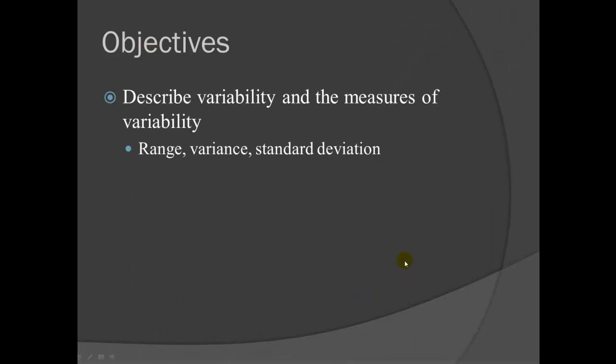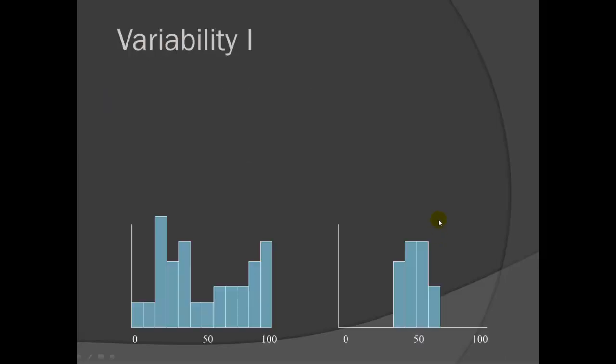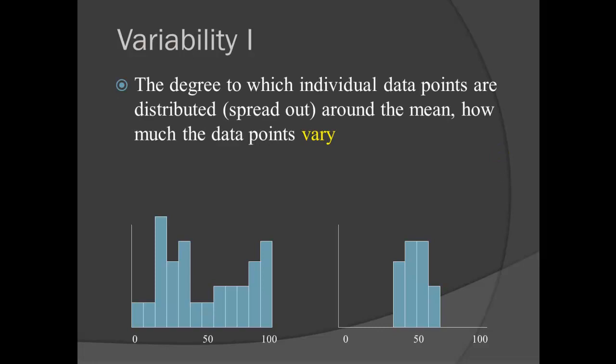Our objectives here are to be able to describe what variability is and various measures of variability. We're going to look at the range, variance, and standard deviation, as well as a few others, but those are our three main ones. We're going to learn how to compute each of these. So first, though, I want to talk about variability. It's the discussion of just how different your different values are within your variable.